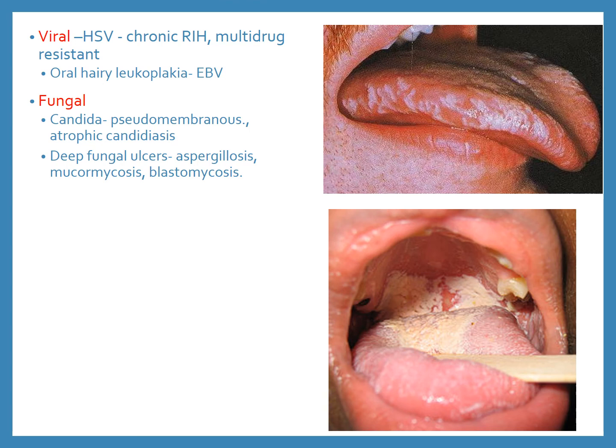Fungal infections could be most commonly Candida, causing pseudomembranous or atrophic type of candidiasis, or deep fungal ulcers caused by aspergillosis, mucormycosis, or blastomycosis. The picture here is an example of pseudomembranous candidiasis along with an erythematous component.